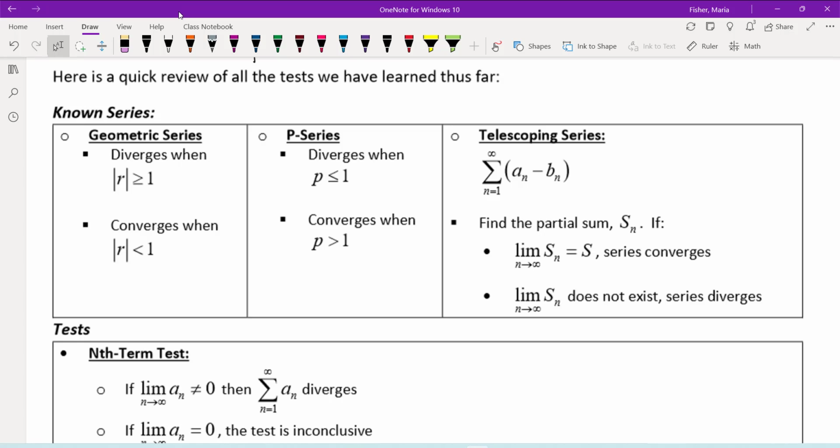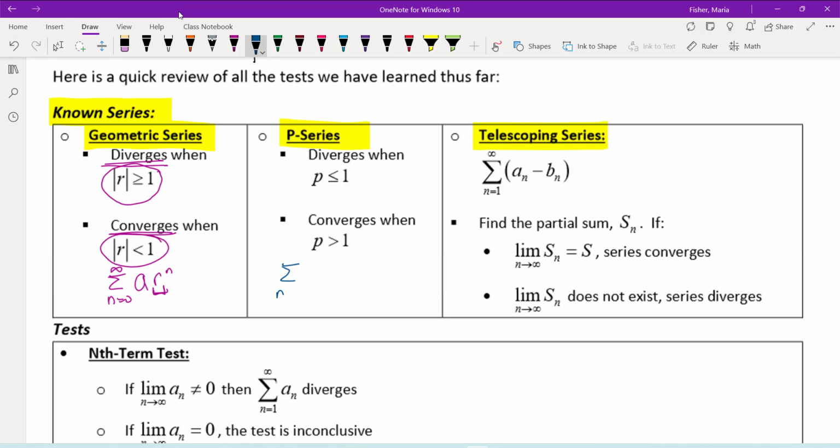Let's look at a quick recap of all the tests we've learned thus far. First, let's look at our known series. We have geometric series, p-series, and telescoping series. Now, geometric, remember, is the sum from n equals 0 to infinity of a times r to the n. Here we look at the absolute value of r. If the absolute value of r is greater than or equal to 1, we diverge. If the absolute value of r is less than 1, we converge.